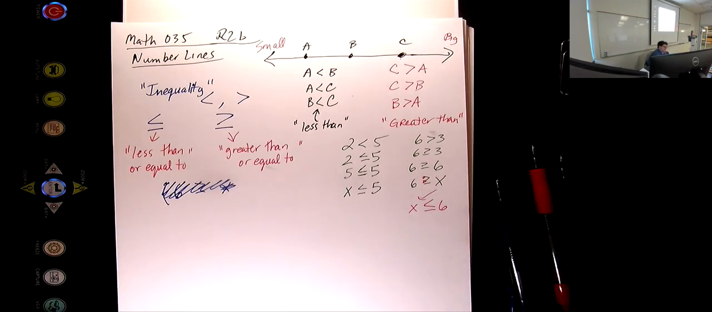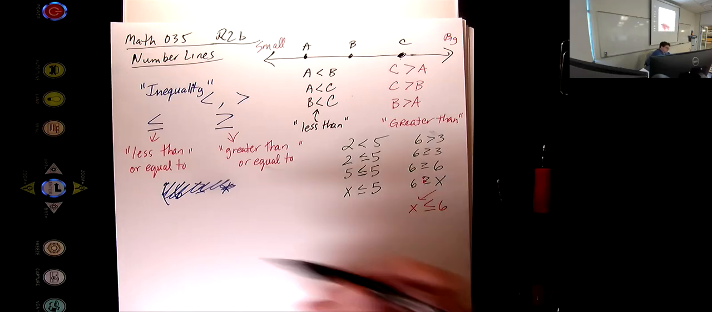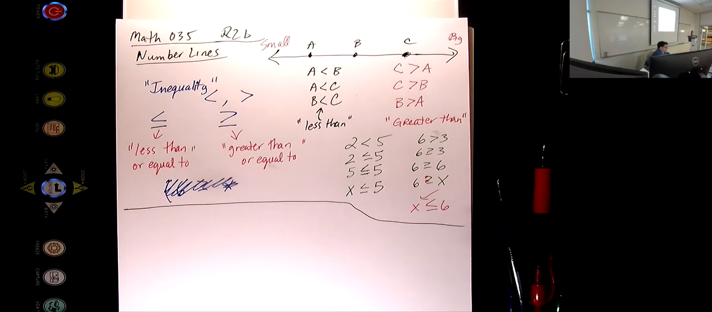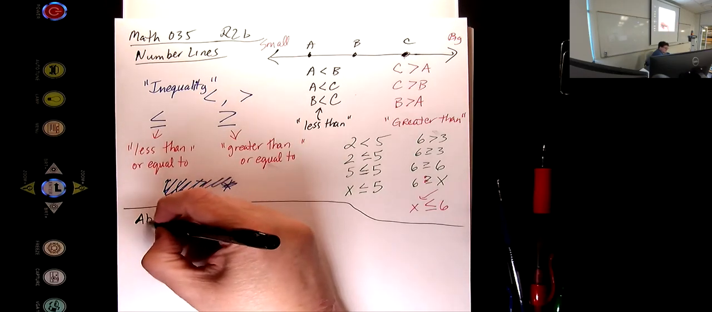That's how number lines work. Any questions on number lines? Less than or equal to, greater than or equal to. We'll be doing a bunch of stuff with it. It shows up. Not as much as the regular good old equal sign, but we will do some stuff with inequalities. The other thing in this section is absolute values.